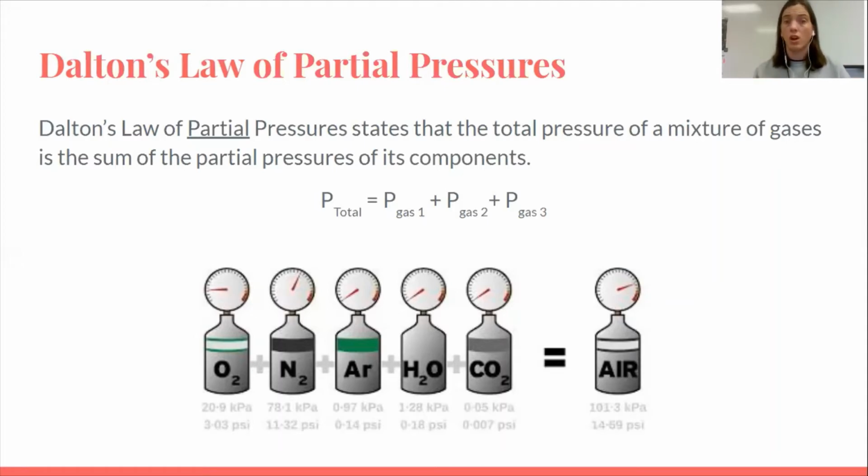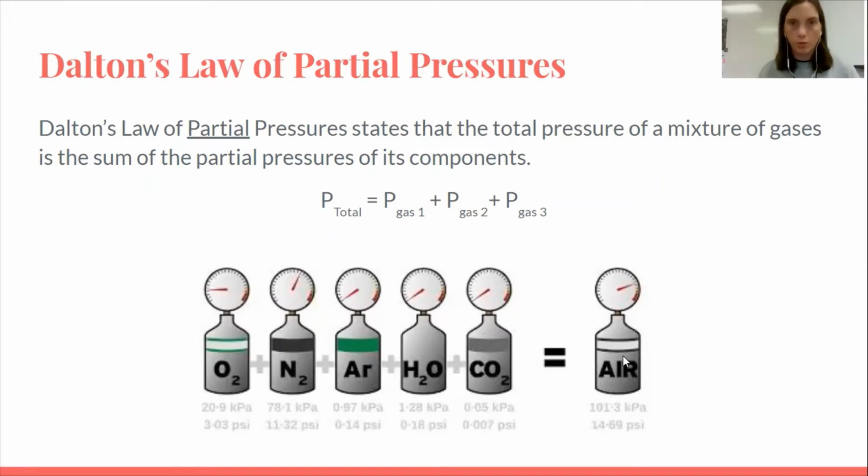Today we're focusing on Dalton's law of partial pressures. Dalton's law of partial pressure states that the total pressure of a mixture of gases is the sum of the partial pressures of its components. Here's my picture example for that. Here we have oxygen, nitrogen, a little tiny bit of argon, water vapor, and carbon dioxide. This all makes up the air that we breathe.